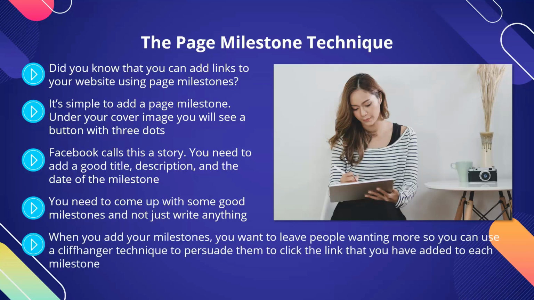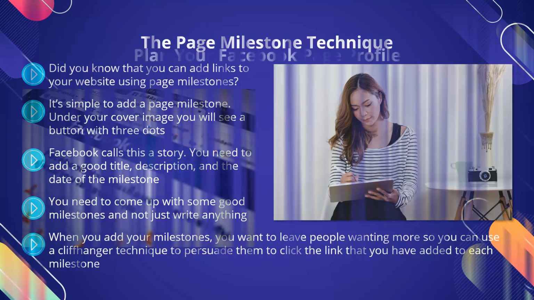When you add your milestones, you want to leave people wanting more, so you can use a cliffhanger technique to persuade them to click the link that you have added to each milestone. For example, you could tell them how you made your first full dollars online and then tell your visitors that they can see more details by clicking the link.